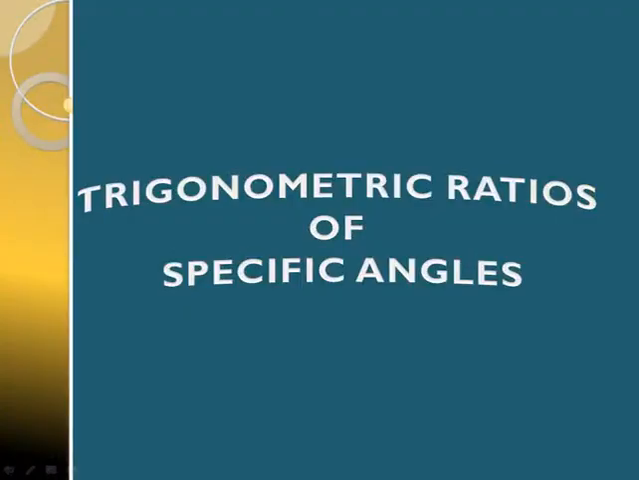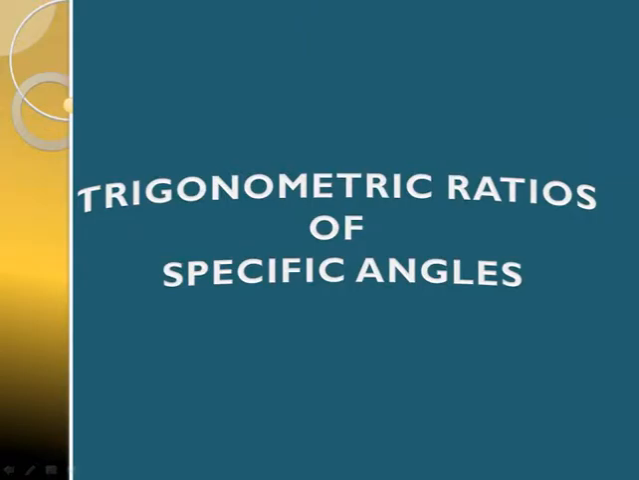Previously we have seen how to calculate the trigonometric ratios, but we now also know that trigonometric ratios simply depend on the angle. So we are going to study in this lecture about trigonometric ratios of specific angles. These specific angles are 0 degree, 30 degrees, 45 degrees, 60 degrees and 90 degrees, and based on that we will solve a few problems.